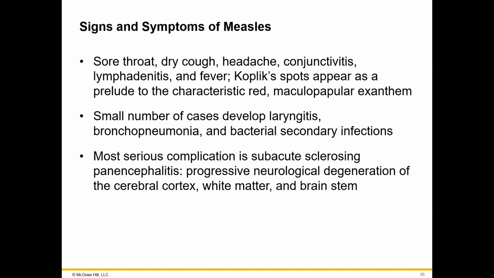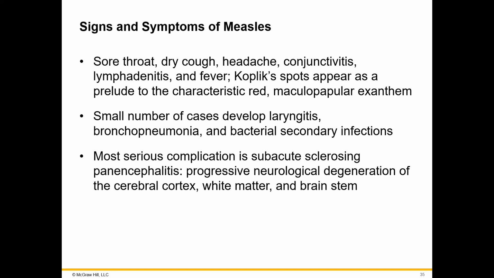Okay. Moving on. With the measles, we don't just have the rash associated with it. We have sore throat, dry cough, headache, conjunctivitis, lymphadenitis, and fever. We have Koplik's spots. They start off as dark spots and then become raised spots. Those are called Koplik's spots, and they come later on in the infection. A small number of people will get laryngitis, bronchopneumonia, and secondary bacterial infections because they're fighting off the measles virus.